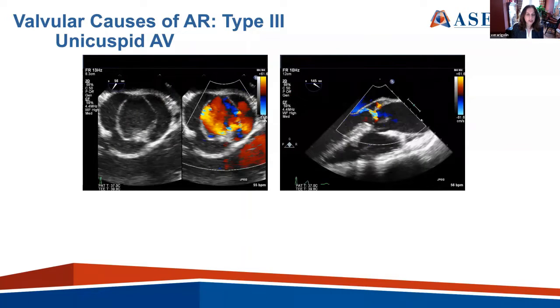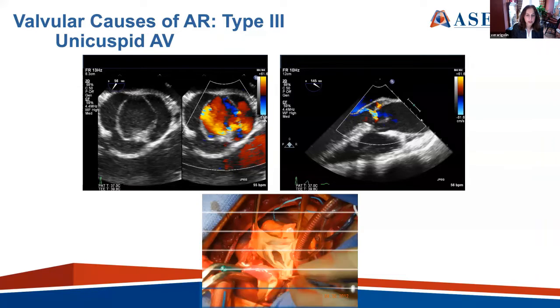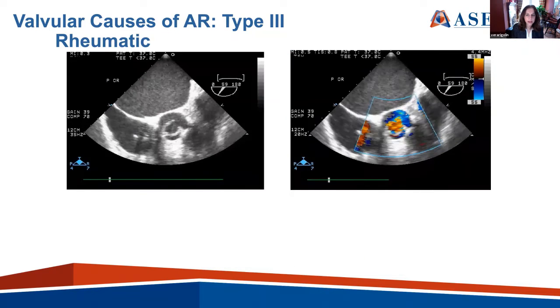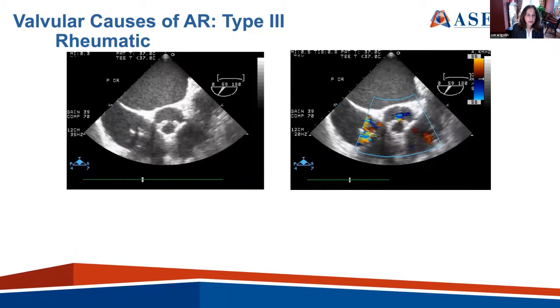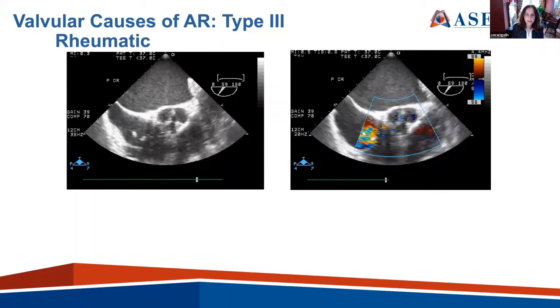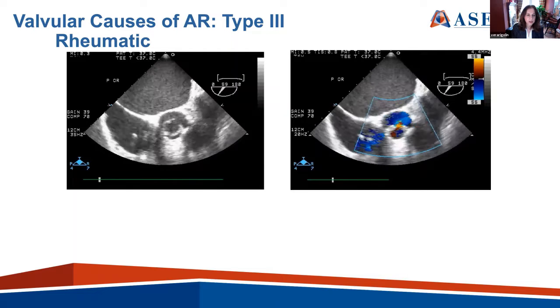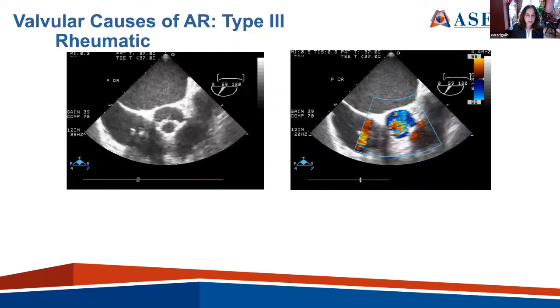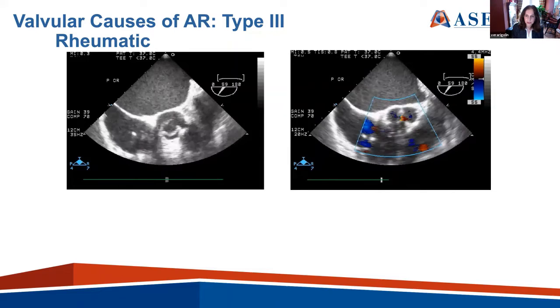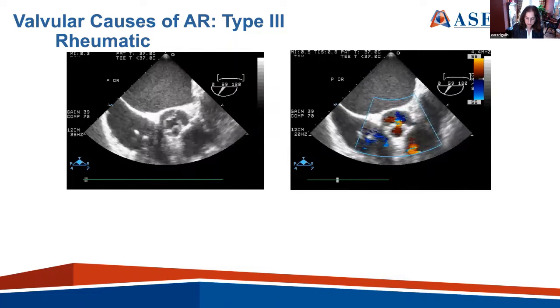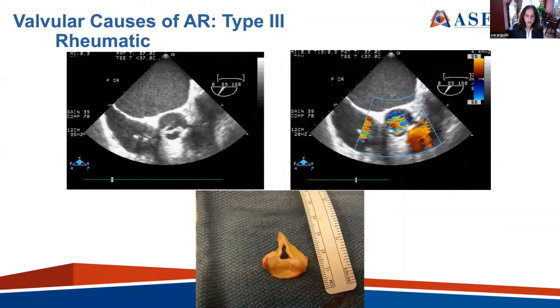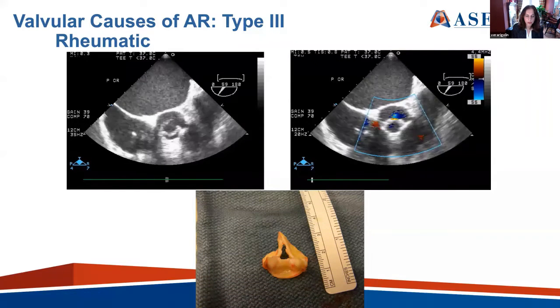So here's a patient who has a unicuspid aortic valve resulting in regurgitation. So this is another type 3 because it's a restrictive lesion. And here's what the valve looked like in the operating room. Here's an example of a rheumatic valve. Notice that the thickening is predominantly at the tips of the leaflets, and that results in poor coaptation because of all that thickening and scarring at the leaflet tips. And in this case, there's regurgitation in the center of the valve. And here's what that valve looked like when it was removed in the operating room.